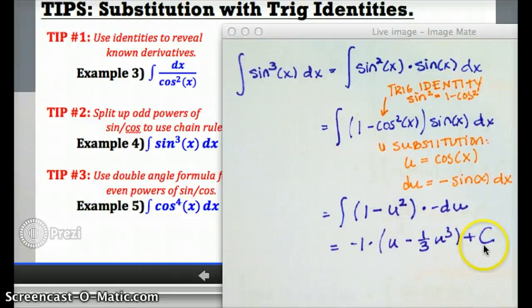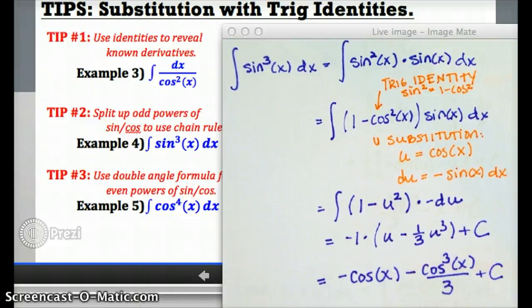And then last step, substitute back in to get rid of the u variable, which is really something we just made up. And we end up with a final integral of negative cosine of x minus cosine cubed over 3 plus c. Of course, you could also put just 1 over 3 if you wanted to.